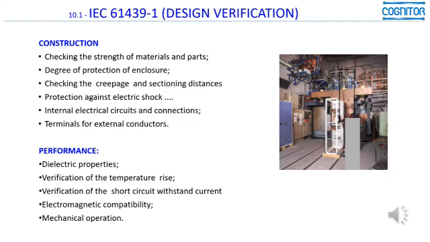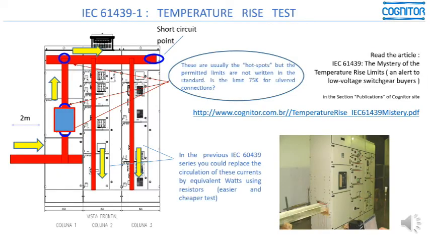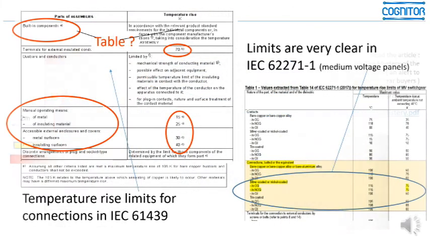Electromagnetic compatibility is another aspect, and mechanical operation, like to check if you insert or withdraw a drawer many times, if it will remain in good state. All these verifications are very well specified in the standards. Here are some more details about the temperature rise limits for the connections in IEC 61439. We suggest you read the article indicated in the previous slide.